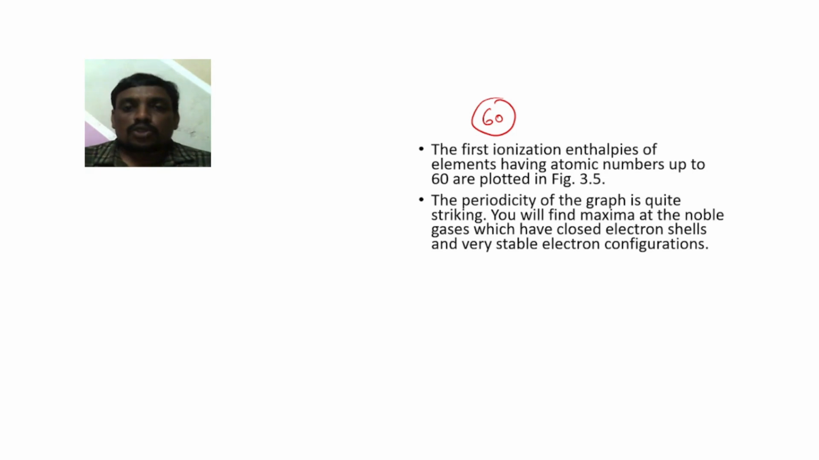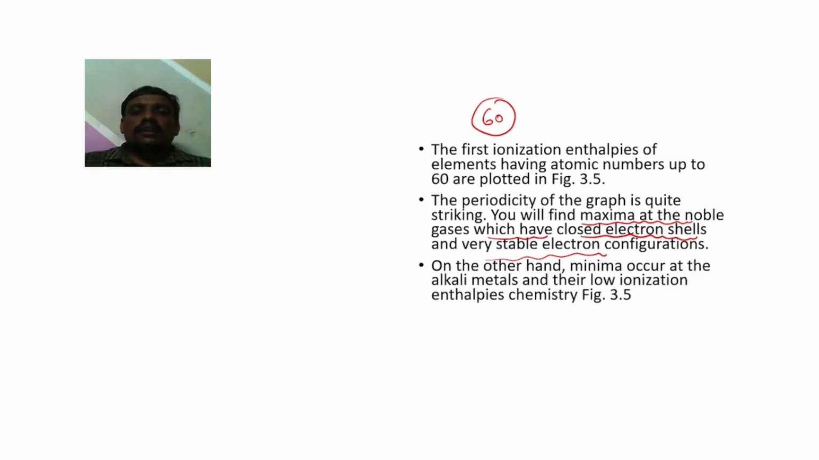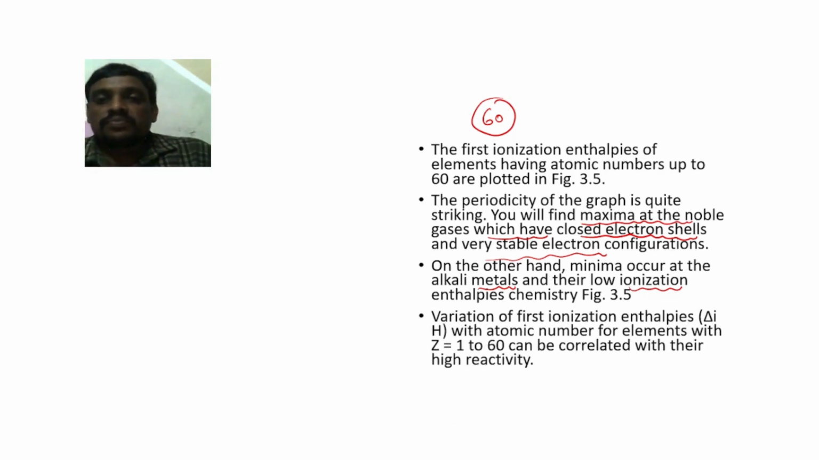In the previous slide I have shown you, the periodicity of the graph is quite striking. You will find maxima at the noble gases, which have closed electron shells and very stable electronic configurations. On the other hand, minima occur at the alkali metals, which have low ionization enthalpies. We are going to see alkaline earth metals and their ionization enthalpies in the coming classes.